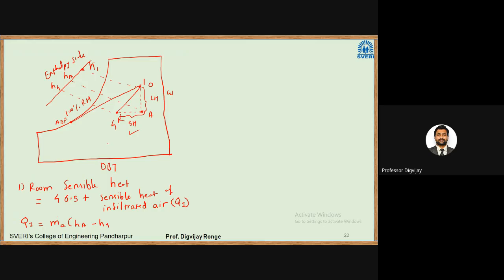Okay. So I will go back to the psychrometric chart. I will look for these values. So from the psychrometric chart, first find out H4. What is H4 there?